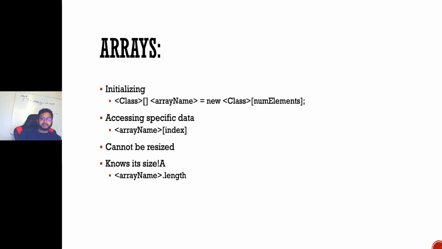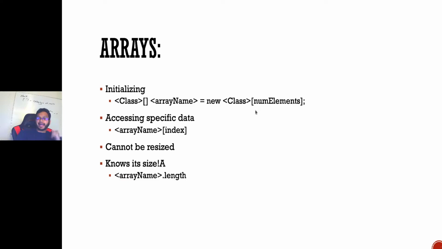Now, we touched on arrays in the last class, but to go into a little more detail, we're going to talk about them now. You initialize an array with the class type, open brackets, and then you can name it whatever you want, and then you set it equal to a new class type where the classes are exactly the same, and then you can specify the number of elements in the array.